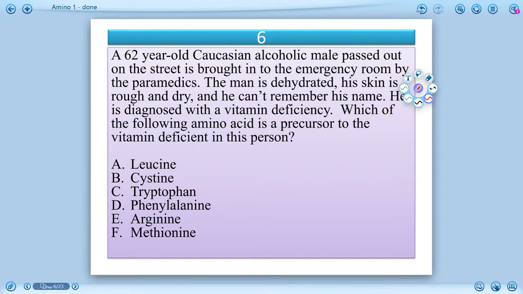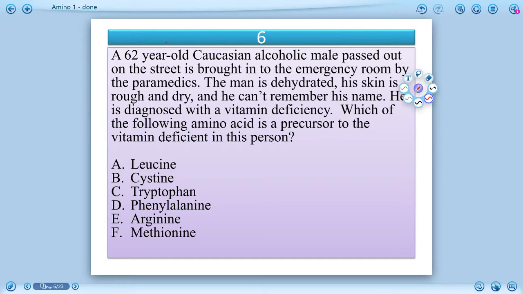A 62-year-old Caucasian alcoholic male, passed out on the street, is brought to the emergency room by paramedics. The man is dehydrated. His skin is rough and dry. He can't remember his name. He's diagnosed with vitamin deficiency. Which of the following amino acids is a precursor to the vitamin deficient in this patient?